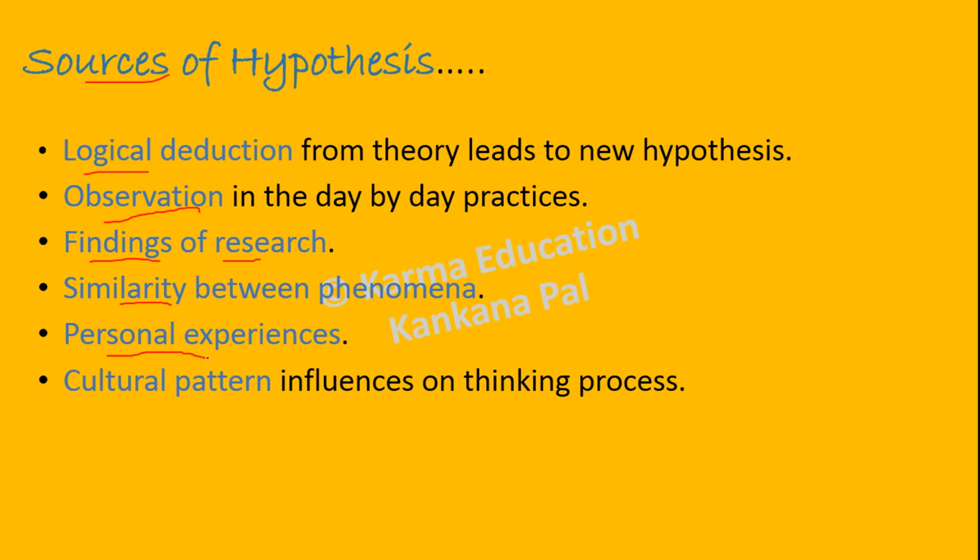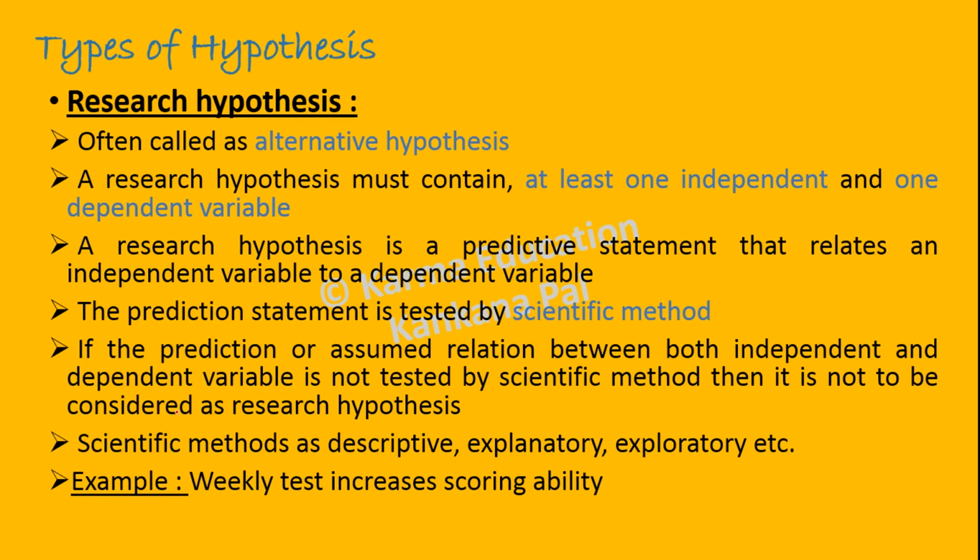Next is personal experience and cultural pattern influences on thinking process. From personal experience as well as from cultural pattern, we can draw hypothesis or tentative generalization. So these are the sources of hypothesis. The types of hypothesis. There are prominent four hypotheses. First of all, research hypothesis, then directional hypothesis, non-directional hypothesis and null hypothesis.